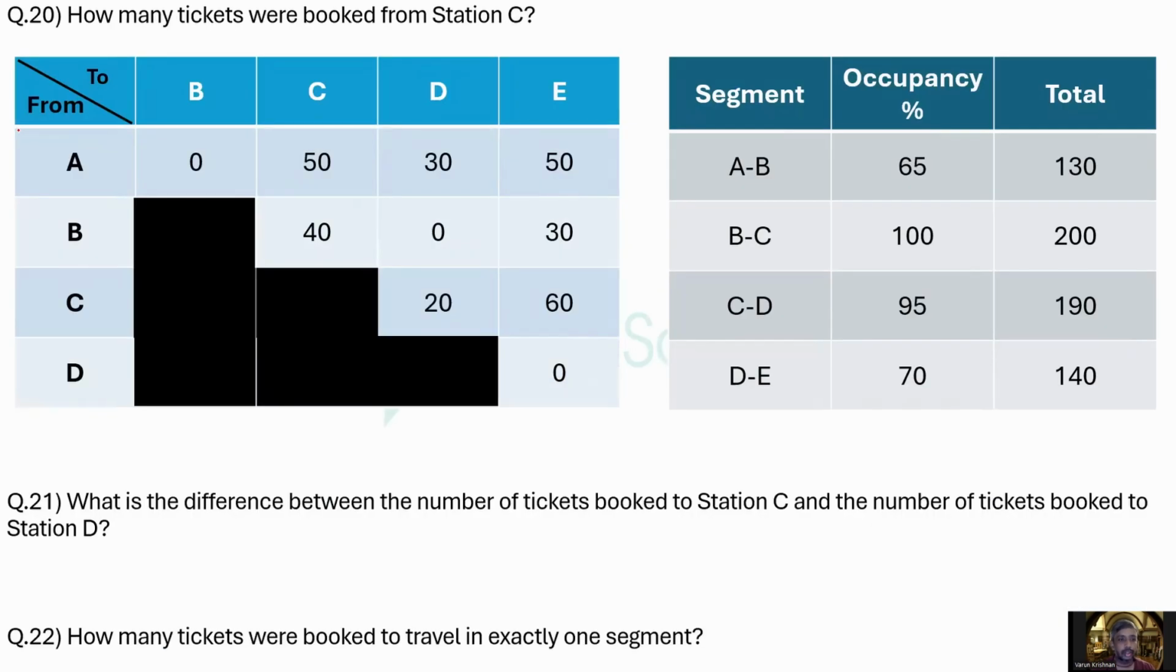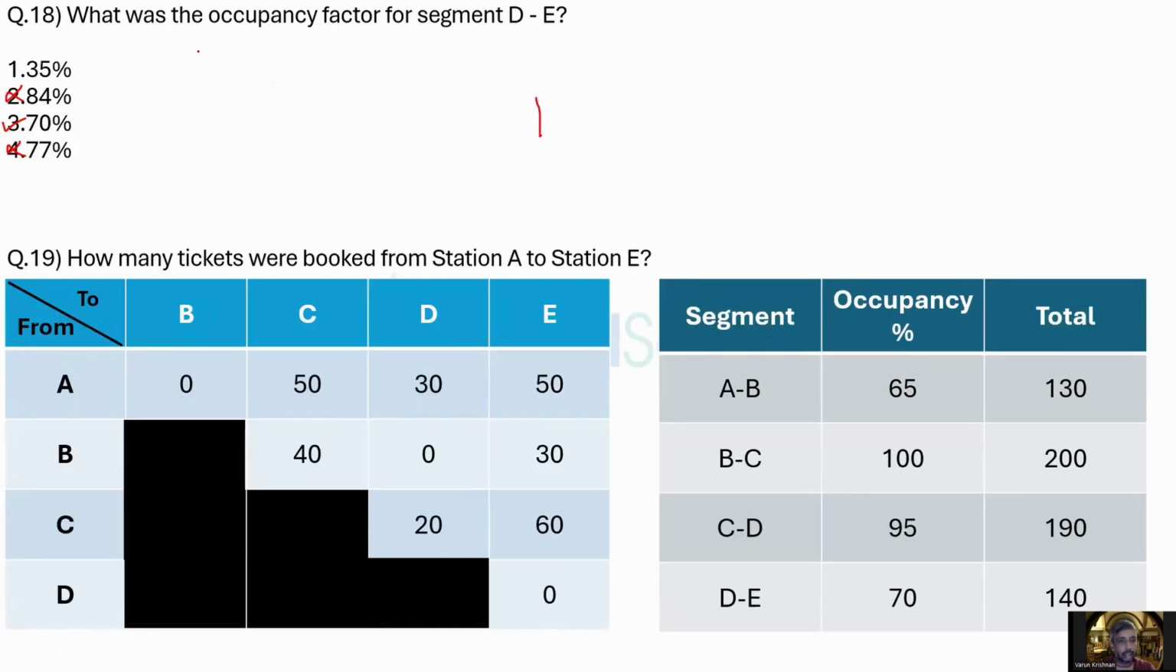Question number 2 says how many tickets were booked from station C. So from station C, the total number of tickets booked were C to D and C to E, which is a total of 80 tickets. Okay. I missed another question here. Sorry. Question 2 is how many tickets are booked from station A to station E. So station A to station E, the total number of tickets booked is 50. So that we have here.